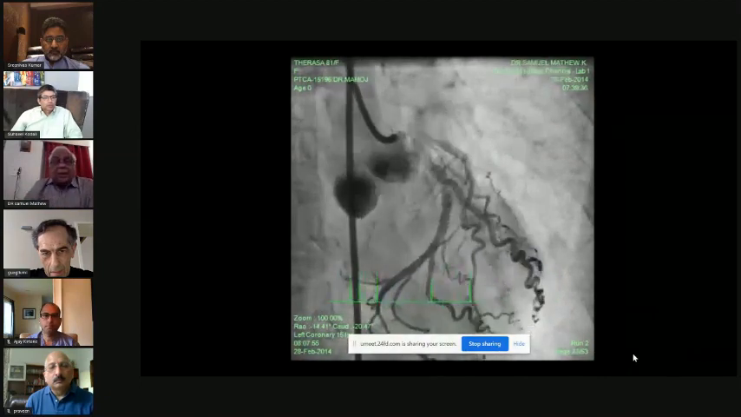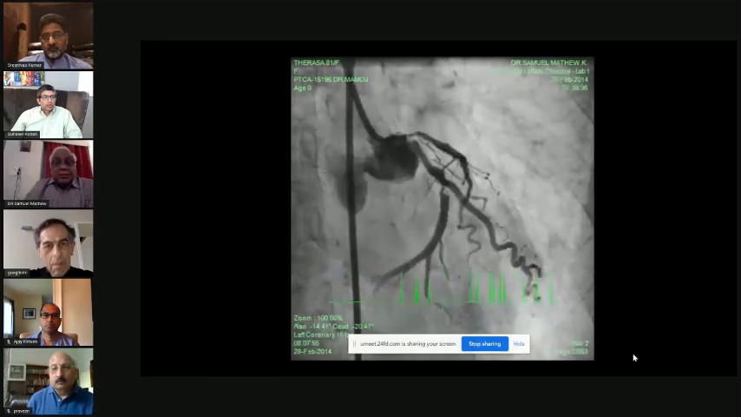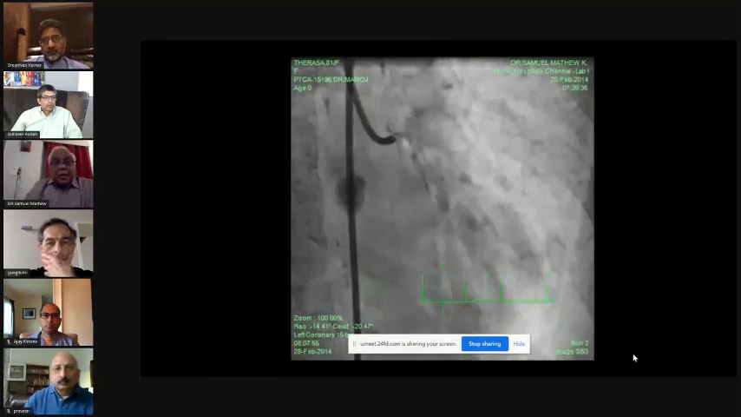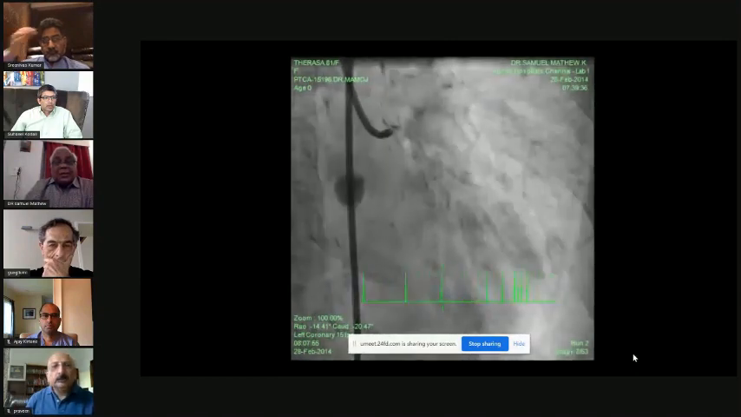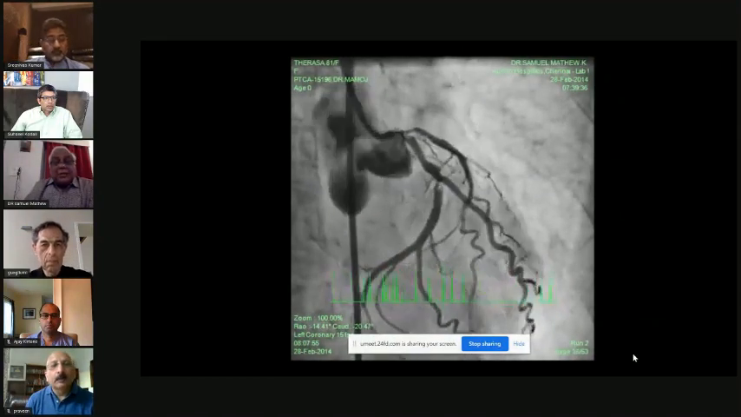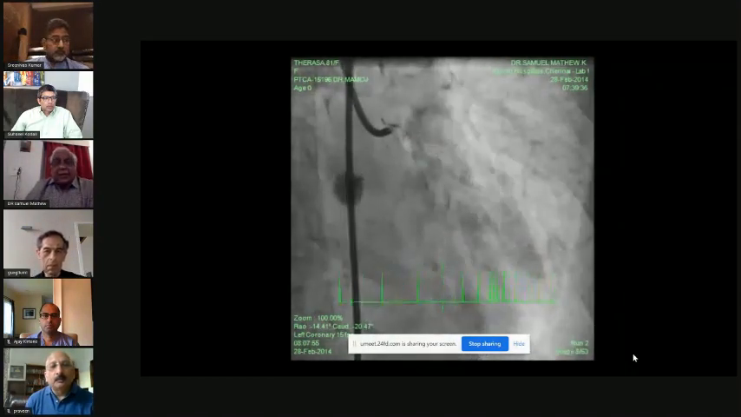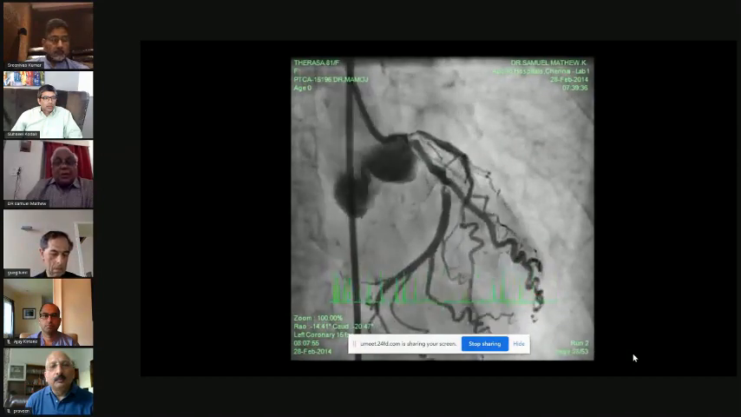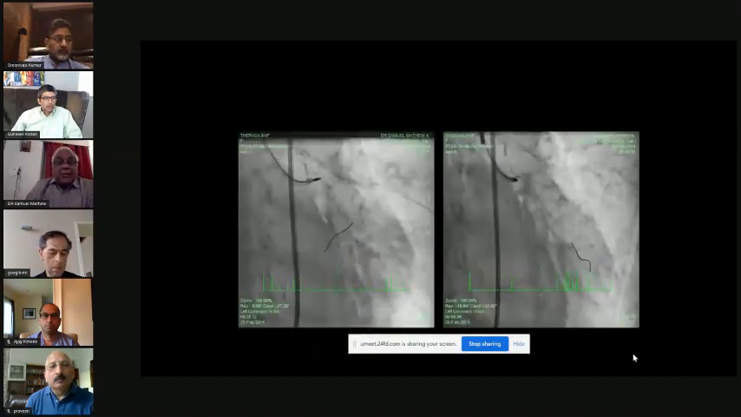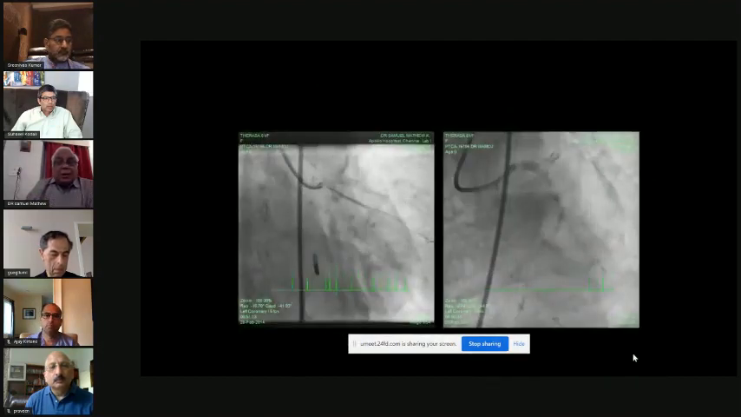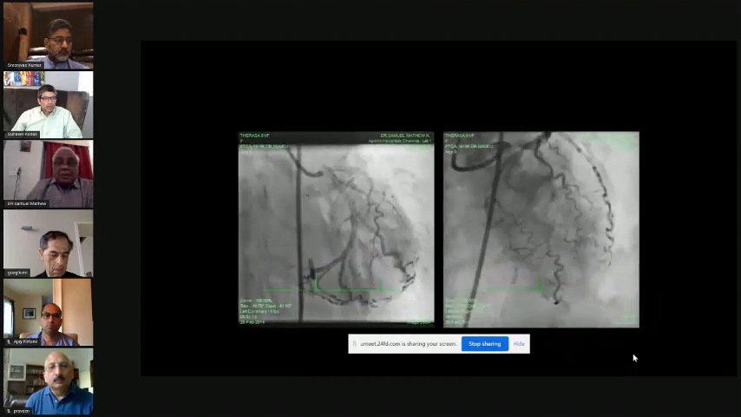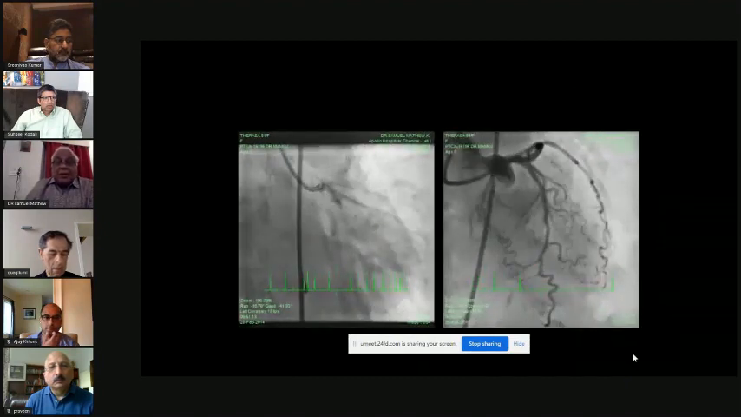We got a rota wire into the LAD first, rotablated, re-established the blood flow there, then attempted the proximal circumflex. The distal circumflex at the level of the bifurcation, you can see it's a thrombus. We avoided that section, and we stented this segment. We did a fairly decent job, got a reasonable result in both the vessels, and the patient did well consecutively.